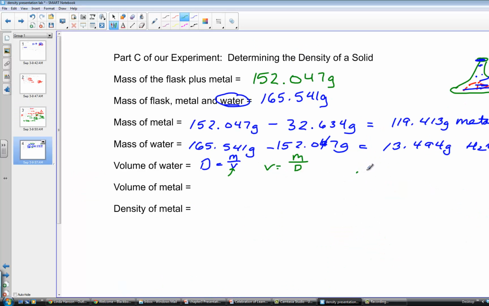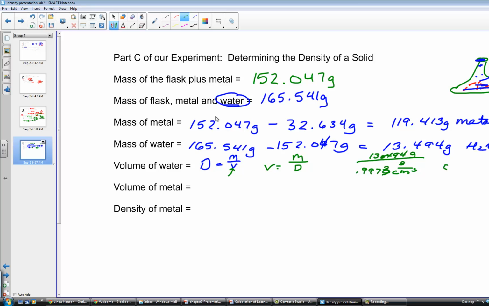Alrighty, so 0.9970 is my density. The mass of the water, I'll just rewrite that right here, 13.494. The mass of the water divided by the density gives us the volume of the water. Hit that with me. What's 13.494 divided by 0.9973? Oops, why am I writing that?